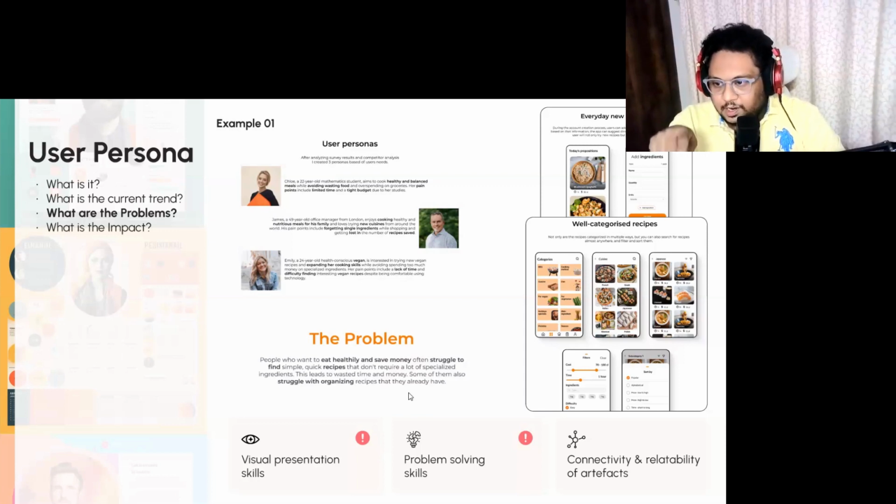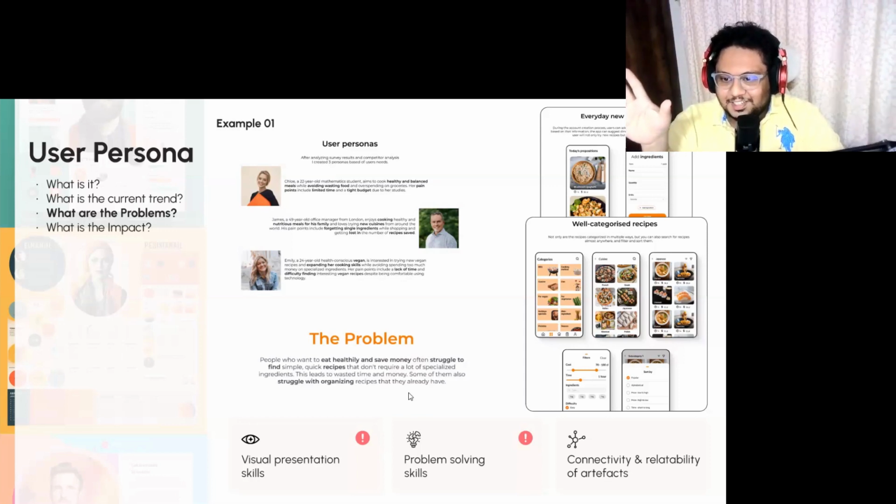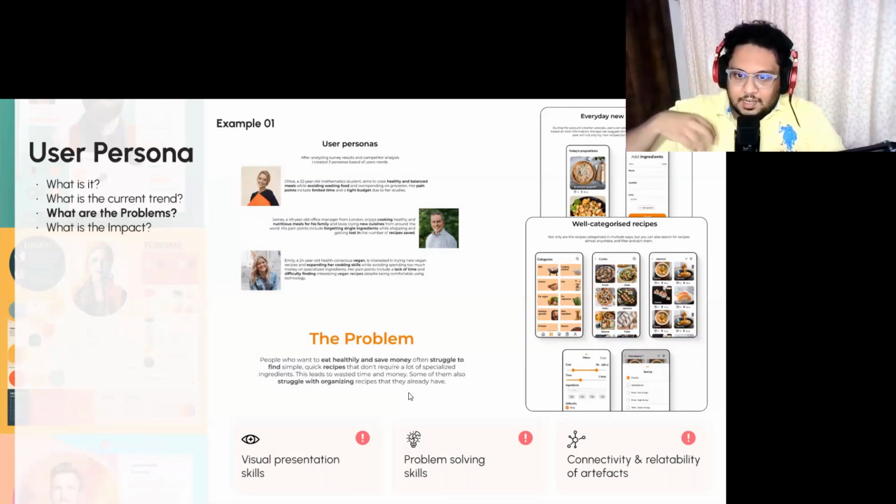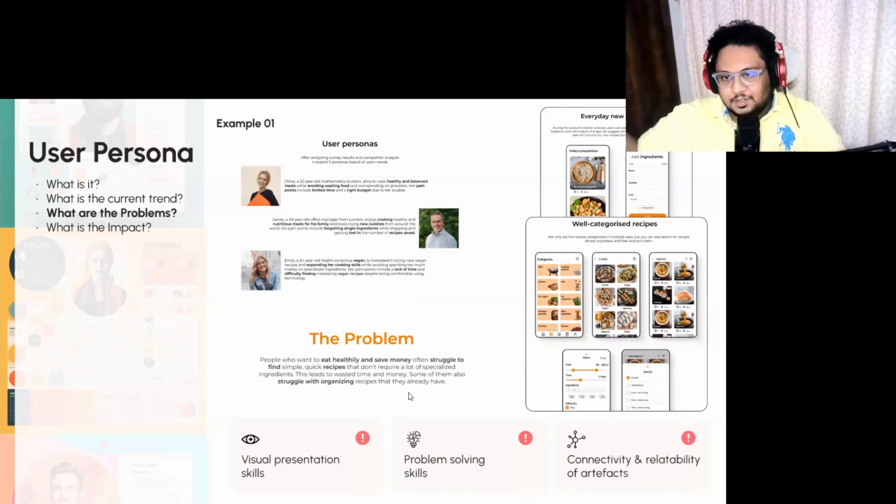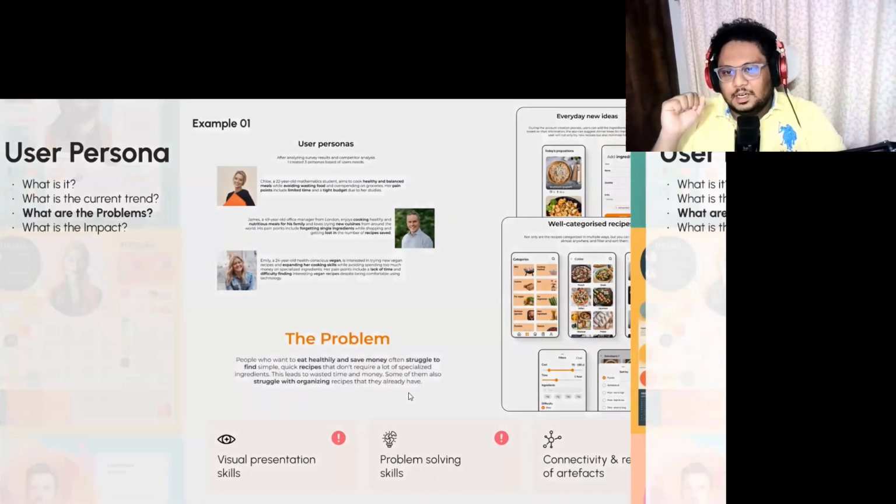Now, just to figure out how these are related to the user personas and the problem is a tedious task to be done in 30 seconds, right? Which is why I think even the connectedness and relativity of artifacts is exceeding the 30-second limit for this persona. Now it's the same thing.